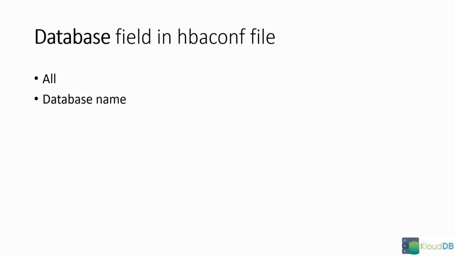Also, you can specify a particular database name if you want to restrict access by a database, or you can give a group of databases, comma separated. Also, this is a good feature wherein you can, let's say, have 50 databases. It's hard to list all the databases in the file. You can actually put it in a text file and then give the text file name here.